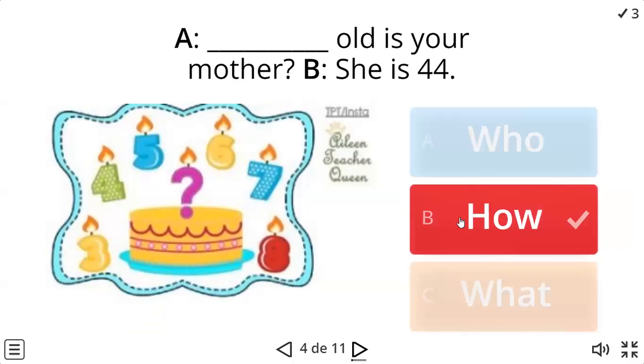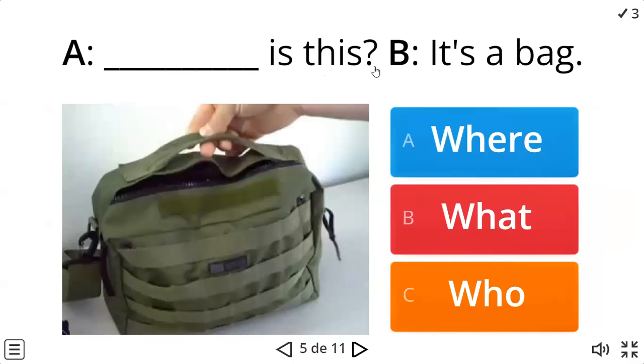How old is your mother? ¿Cuántos años tiene tu madre? Exactly. Now, what about this one? What is this? It's a bag. Es una mochila.